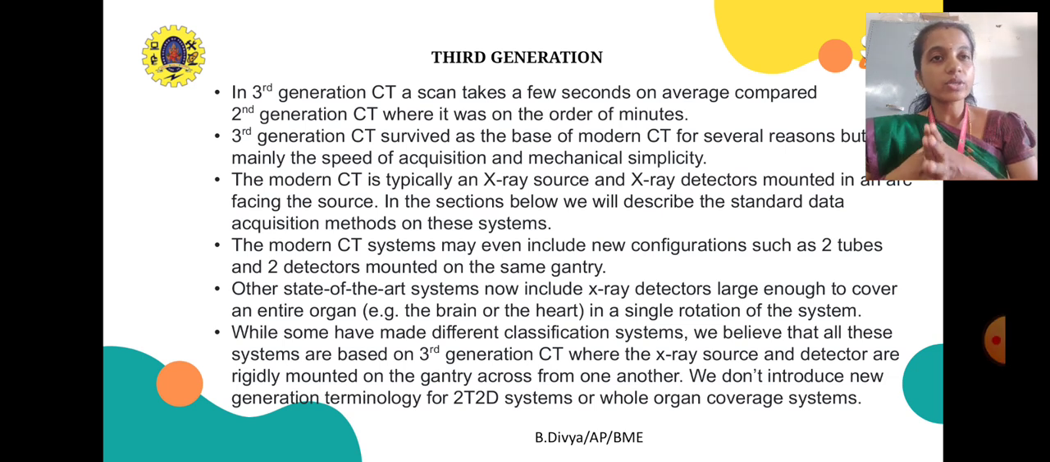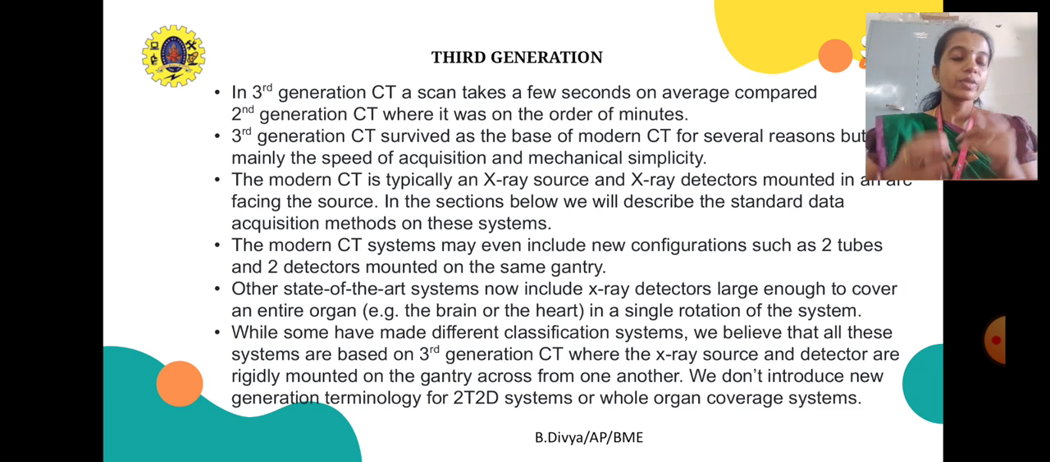In this video, we are going to see about the third generation of the CT. We have completely 5 generations. In the previous video we have seen the first and second. Now it is the third one. In the third generation CT, a scan takes a few seconds on average, compared to second generation CT, where it takes an order of minutes. As I told you, the first generation CT takes an hour, second generation CT takes an order of minutes, and the third generation takes a few seconds to take the images.